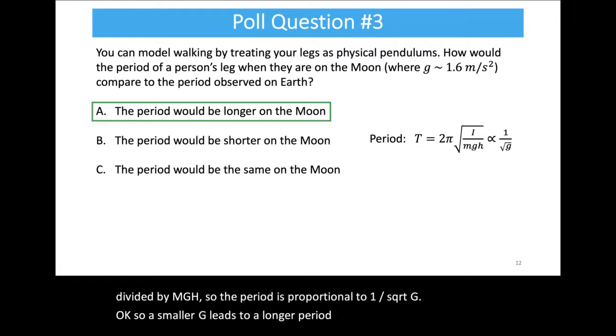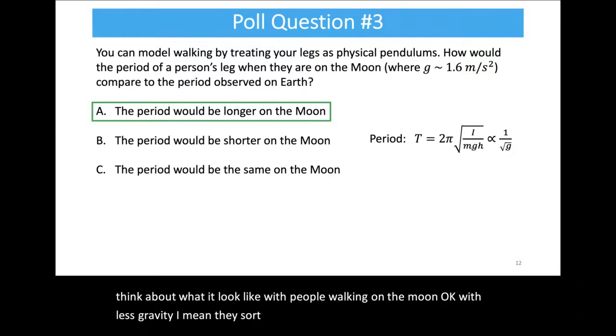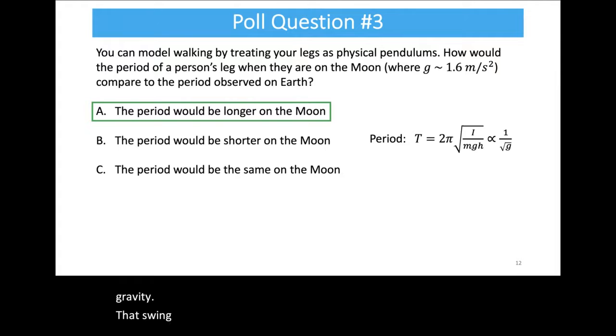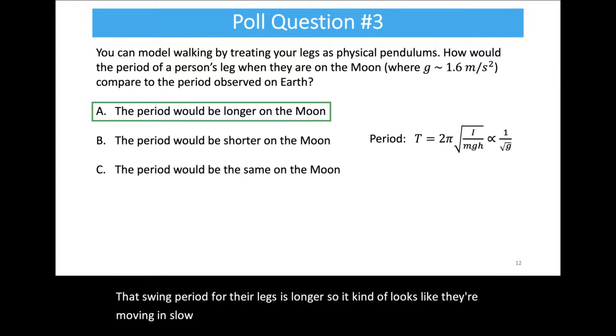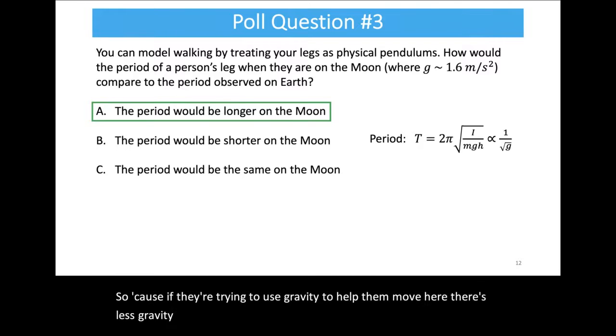So well done. Or even if you just think about what it looked like with people walking on the moon, with less gravity they sort of bounce, and because of less gravity, the swing period for their legs is longer. So it kind of looks like they're moving in slow motion effectively. If they're trying to use gravity to help them move, there's less gravity there, causing less torque.